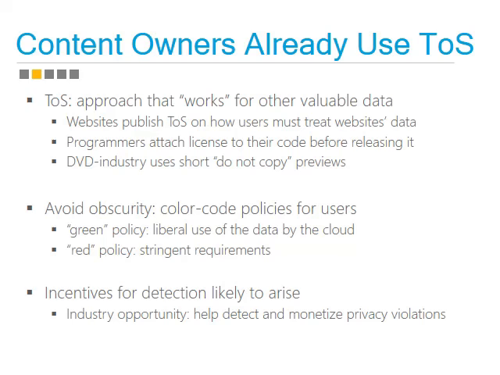At this point, you might wonder, how about the complexity of the policies? Many of these previous examples use complicated policies that are very hard for an average user to understand. To mitigate this issue, we believe we can color code the policies. For example, a green policy is very permissive. The cloud can have a liberal use of the user's data, whereas a red one could be very stringent. Finally, we believe there are incentives for third-party detection mechanisms to arise. There is an opportunity for a privacy cottage industry to help users detect and monetize privacy violations.